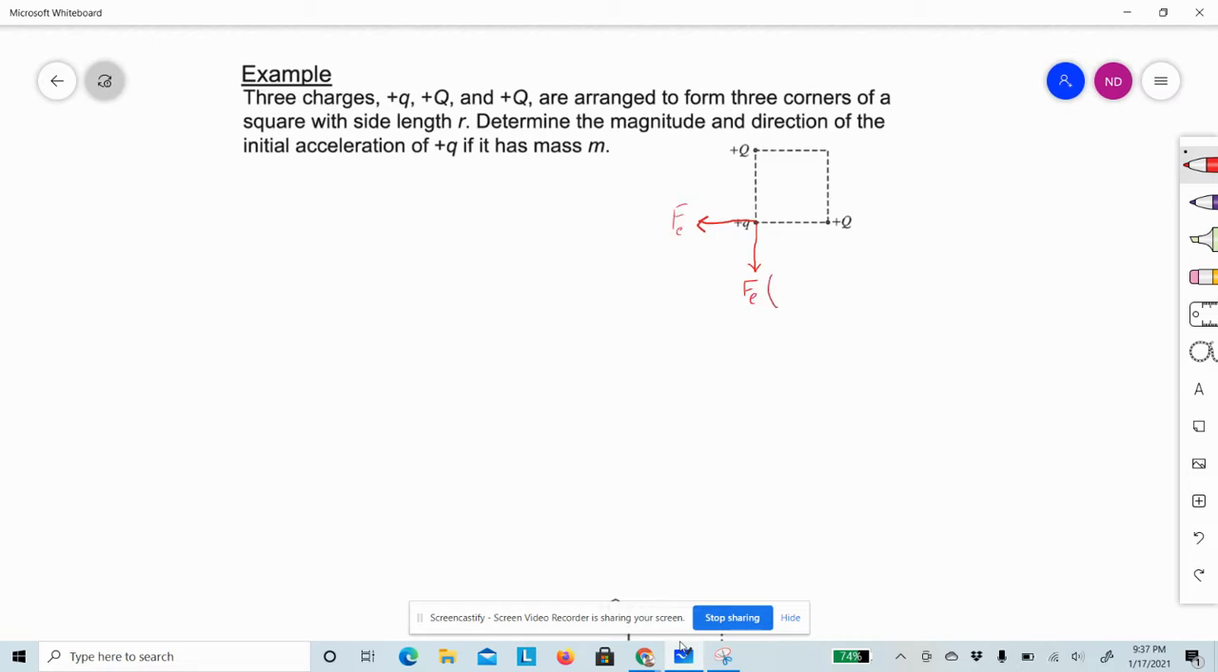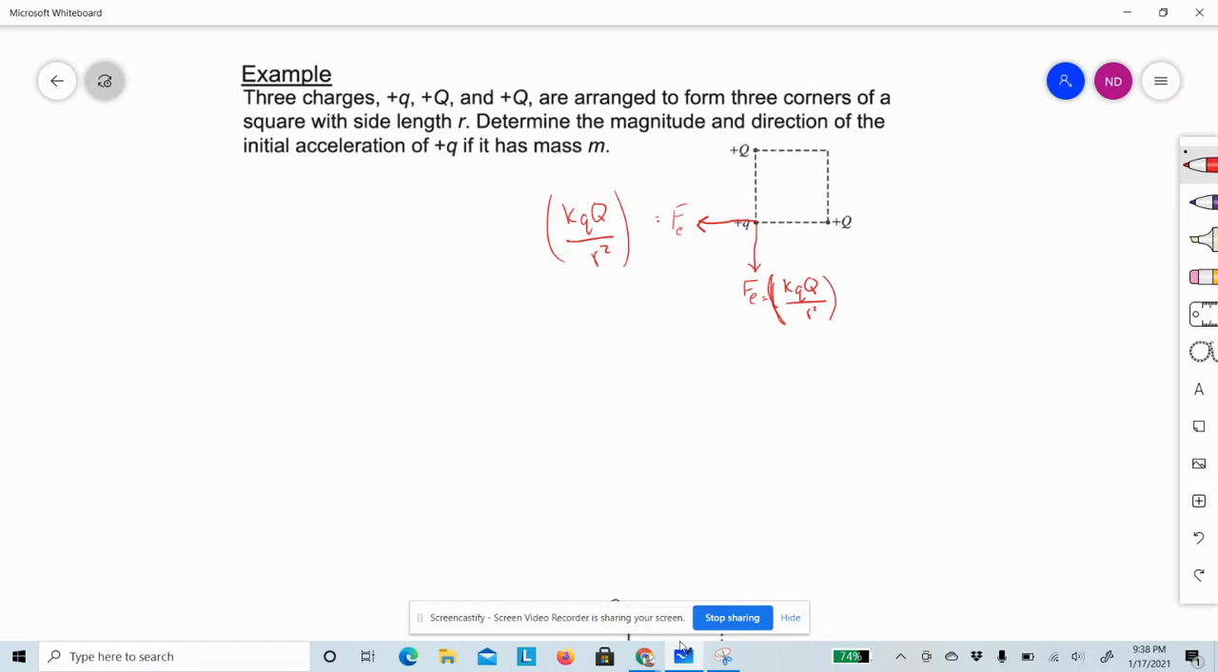And the electrostatic force is K, Q, Q, right? K, Q1 multiplied by Q2 divided by R squared. And here's going to be the same thing. It's going to be K, Q, Q divided by R squared. They're the same magnitude.